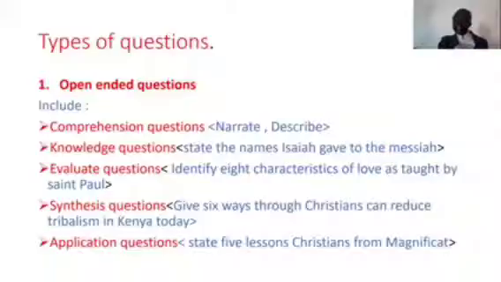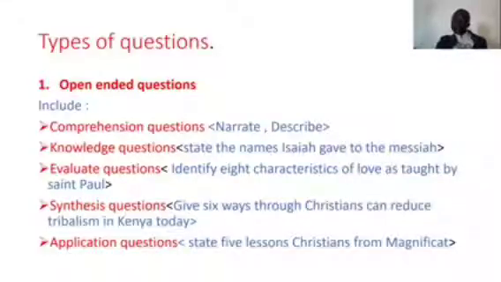When you see something like identify 8 characteristics of love, this question was set in 2017. Evaluate questions: identify 8 characteristics of love given by Saint Paul. Here is where students could give any answer, and they really failed, because they could give that love is common, but Paul did not say that.